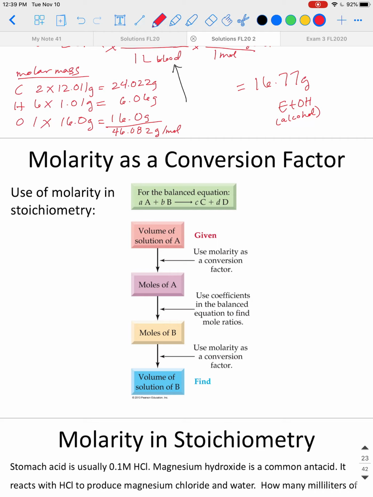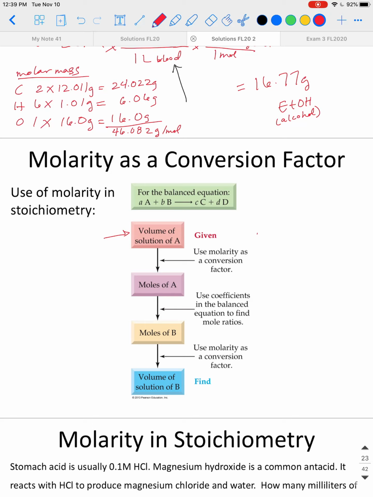Okay, next, I want to introduce this diagram to you, and then we're going to use it in what I consider to be a more complicated problem. For this balanced equation, we have A and B makes C and D. Anytime you have a balanced reaction, and you're given the volume, because we're dealing with solutions now, remember this whole chapter is on solutions, so if you're given the volume of a solution of substance A, and you want to know what volume of substance B you should put with substance A so that you don't waste anything and you fully make as much product as you could, here's how you work a problem like that.